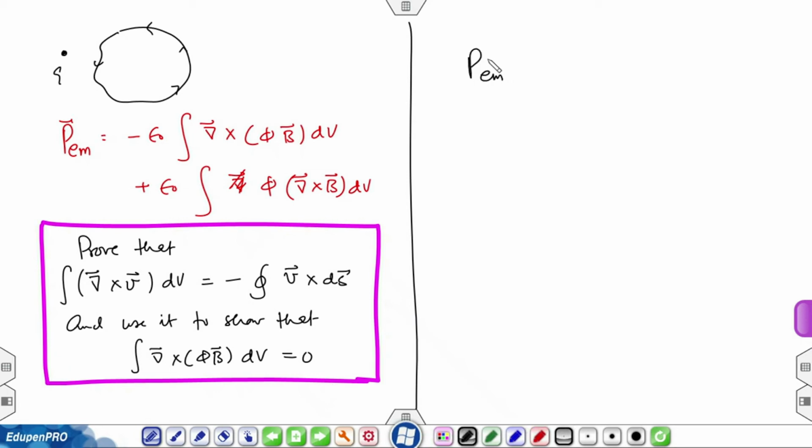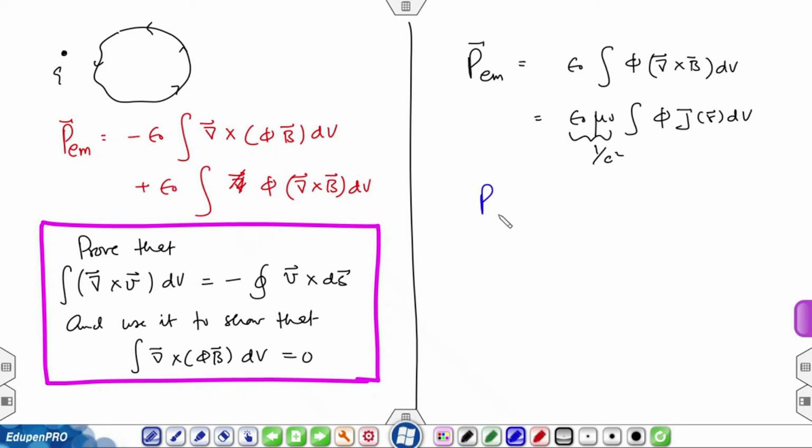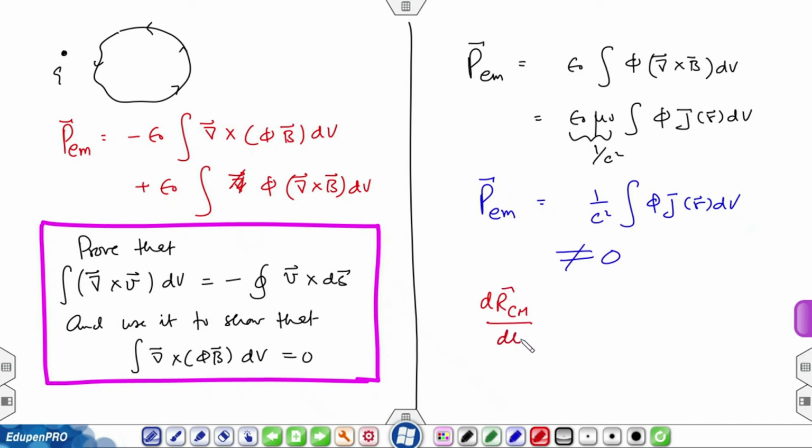I have P EM equal to epsilon 0 integral phi curl of B dV, and by using Maxwell's equation, I have curl of B as mu 0 times j(r) dV. This is 1 over c square, and therefore P electromagnetic is equal to 1 over c square integral phi j(r) dV, and this is not necessarily 0. Now, this is a system which is time independent, so the center of energy should not be moving. So we know in this case that d r_CE by dt is 0, and therefore P EM plus P mechanical should be equal to 0.